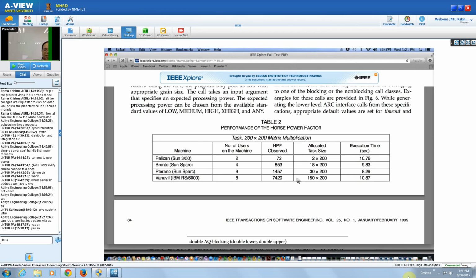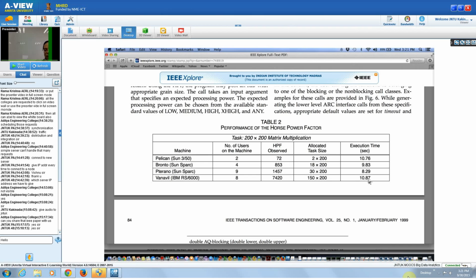As you can see here, these are the Sun SPARC, Sun 3/50s and Sun SPARC machines. These are named at that point as Pelican, Bronto, Taranto, and Vanaville. The number of users on the machine at the time was 2496. We actually quantify the unused capacity as the horsepower factor. Depending on that we allocate the task size. You give an appropriate task size depending on the HPF available, the horsepower factor available for these machines at that point of time.